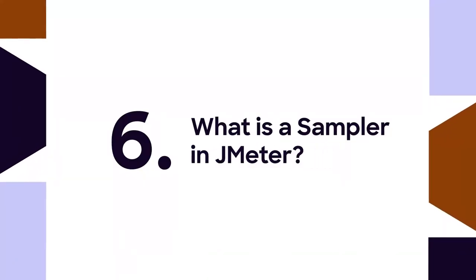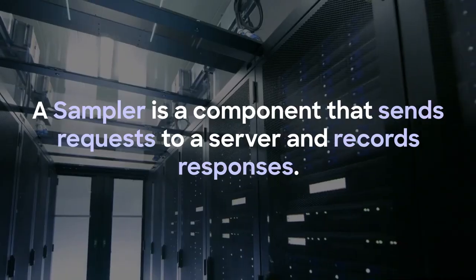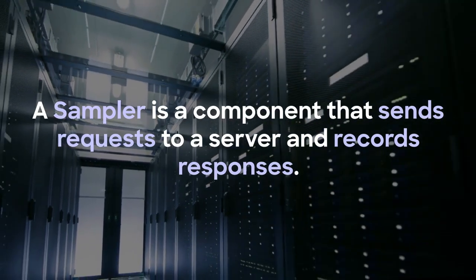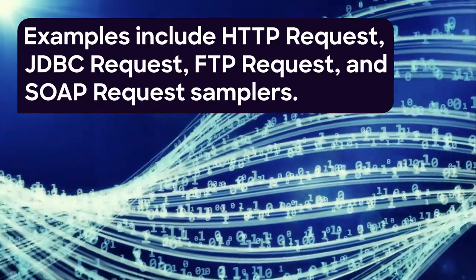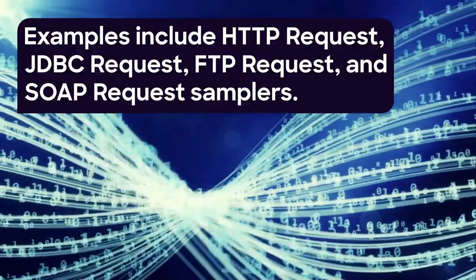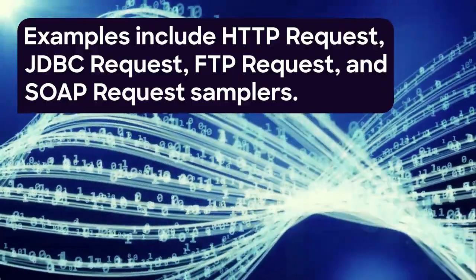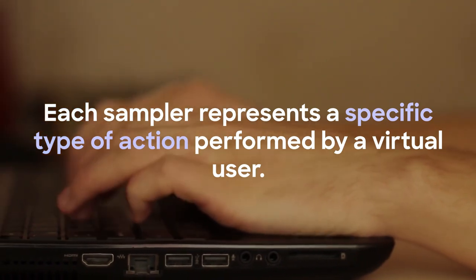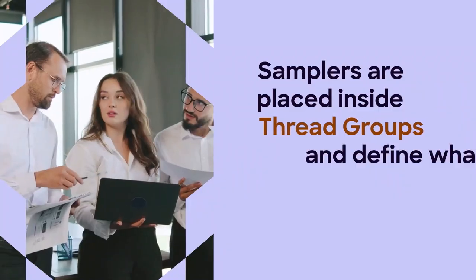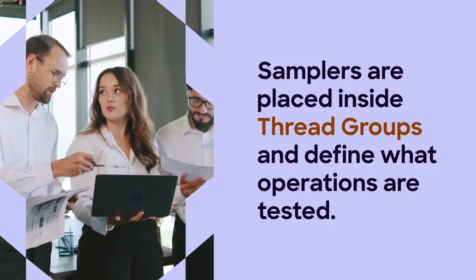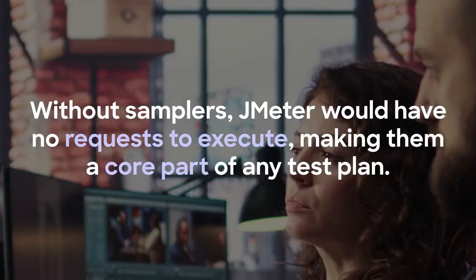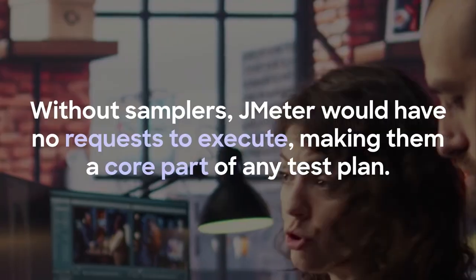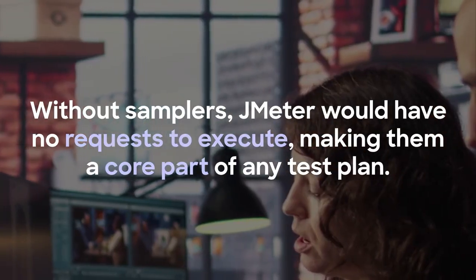scenarios. 6. What is a sampler in JMeter? A sampler is a component that sends requests to a server and records responses. Examples include HTTP request, JDBC request, FTP request, and SOAP request samplers. Each sampler represents a specific type of action performed by a virtual user. Samplers are placed inside thread groups and define what operations are tested. Without samplers, JMeter would have no requests to execute, making them a core part of any test plan.